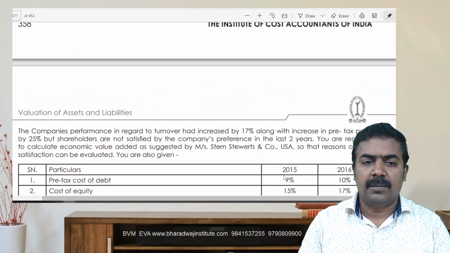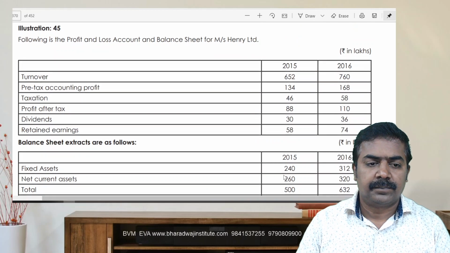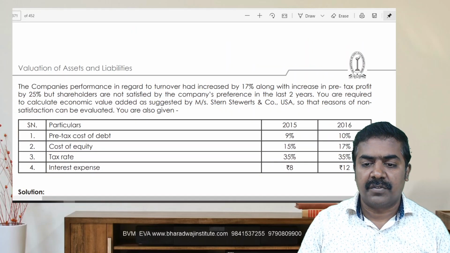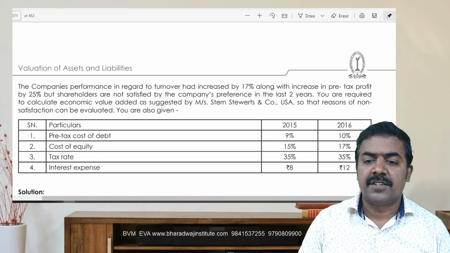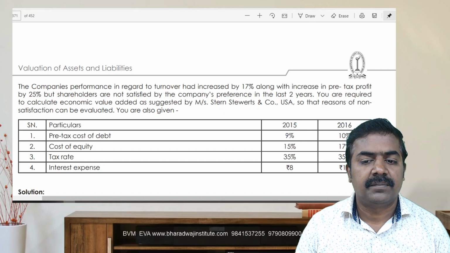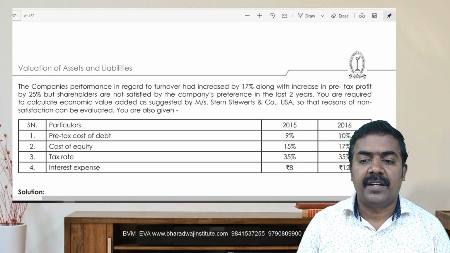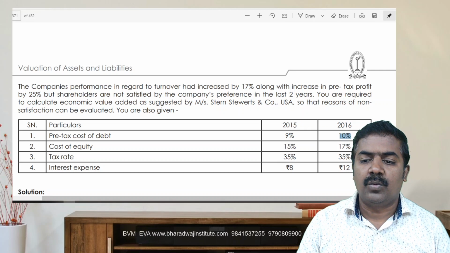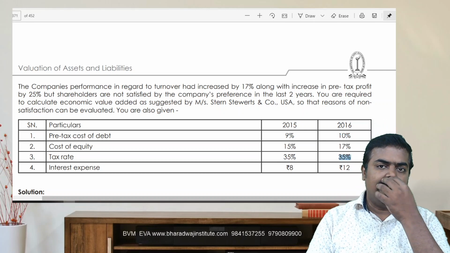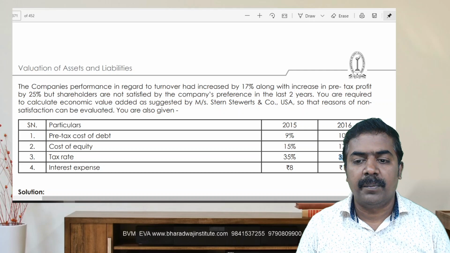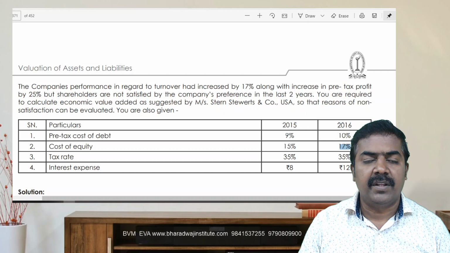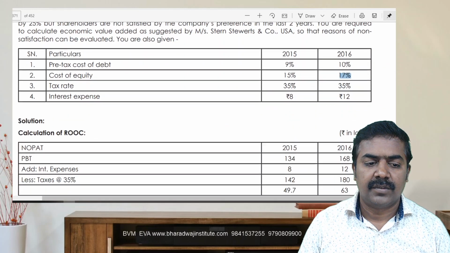Let us come back to this problem again. You have already gone through it. The only thing is that we are not given the weighted average cost of capital. Cost of debt, 9%, is given. How to work out the cost of debt? I into 1 minus T. So 9 into 1 minus 0.35, 10 into 1 minus 0.35. Cost of equity is directly given to us. So just go through.